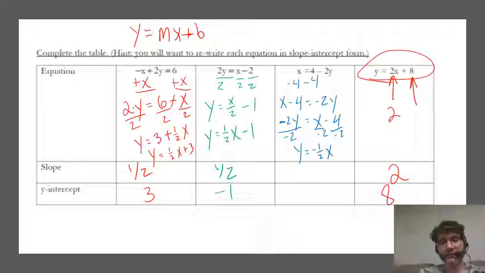And then negative 4 over negative 2, 2 goes into 4 twice, and since you have those two negatives, it becomes positive. So plus 2. So you've got your slope as negative 1/2, and you've got your y-intercept as 2. And we've done all of them now.